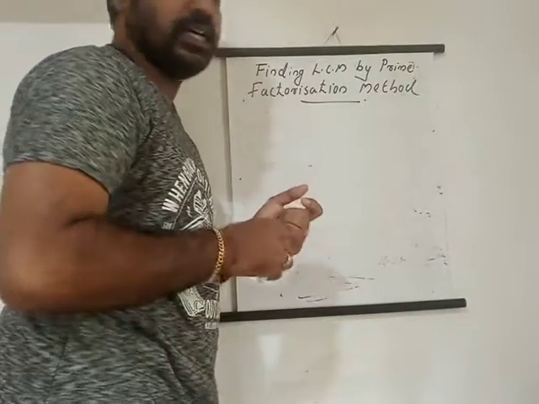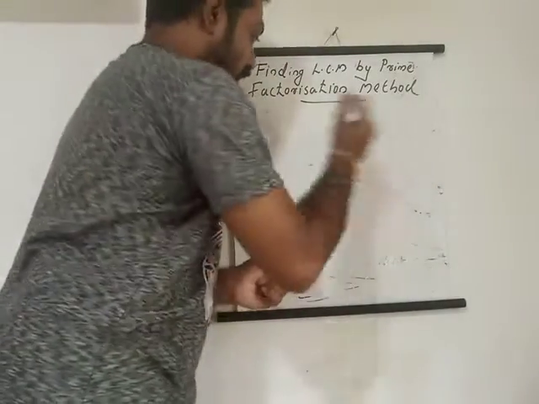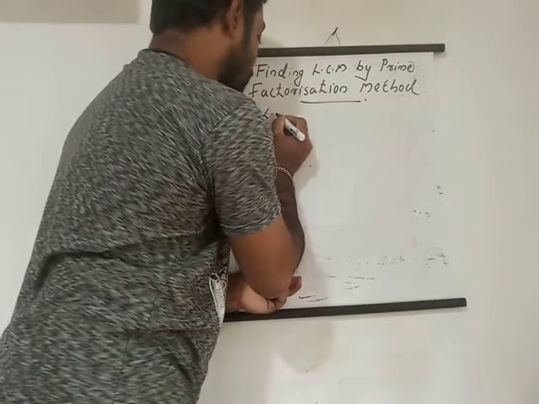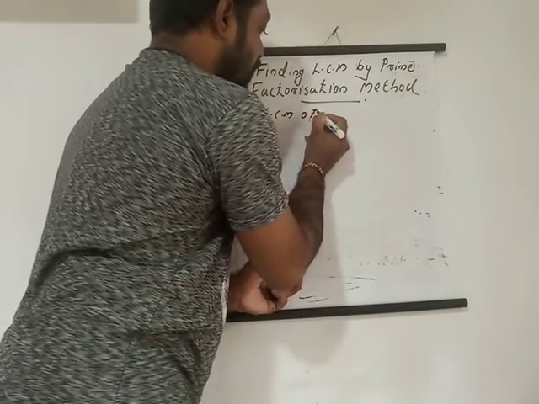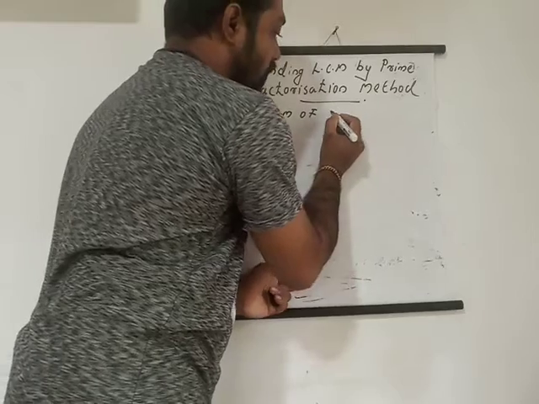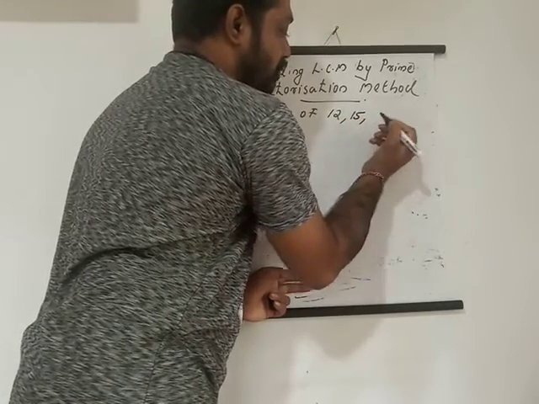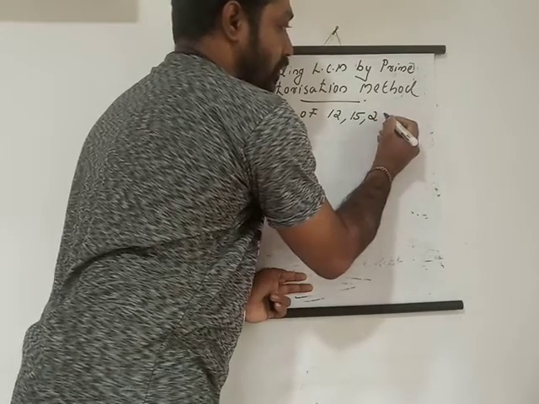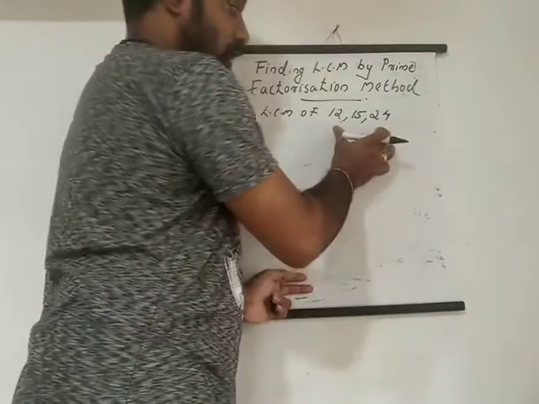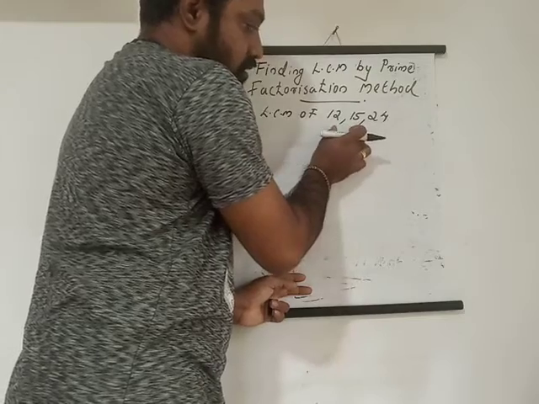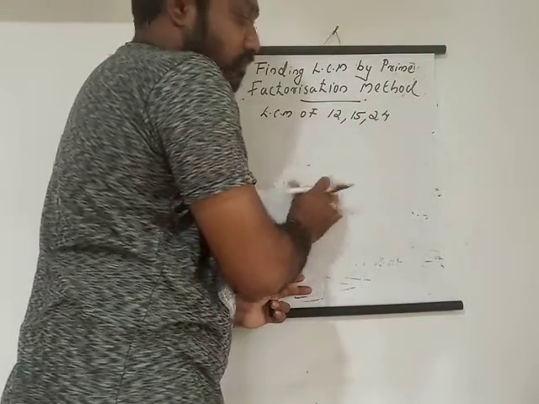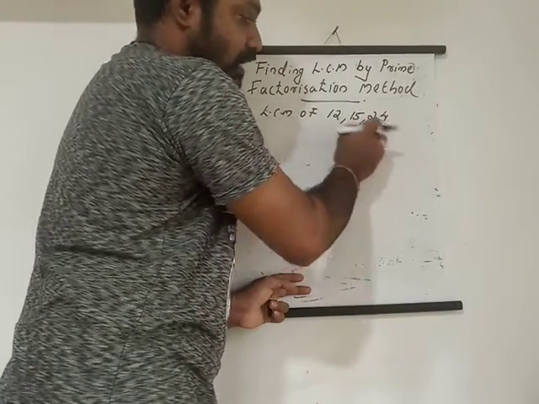Just take some numbers for example. Example, we need to find out the LCM of three numbers I am writing: 12, 15 and 24. So I'm going to find out the LCM of these three numbers. What is the LCM of 12, 15 and 24?